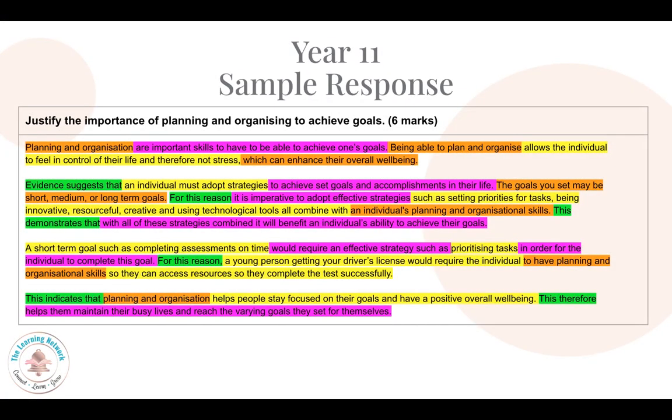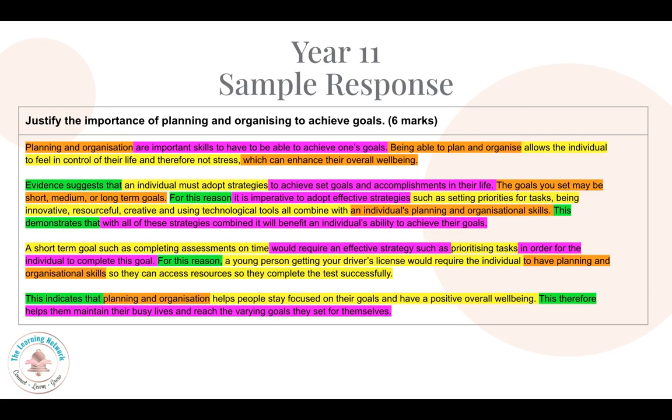So let's have a look at a simple response from Year 11, and we're going to justify the importance of planning and organising to achieve goals. You'll notice here that there's 3 parts of the syllabus. We have the planning and organising as personal management skills, but we also have the goals that they're going to set and how that's important to plan and organise for. So again, the application of content is really important. Let's have a look at a sample response for this particular question.